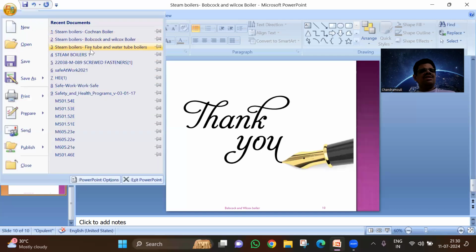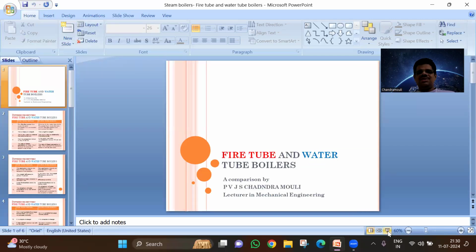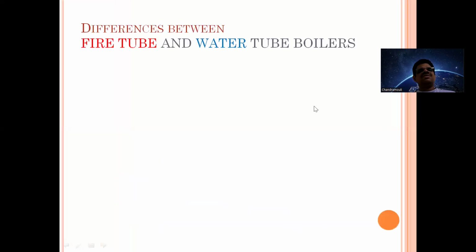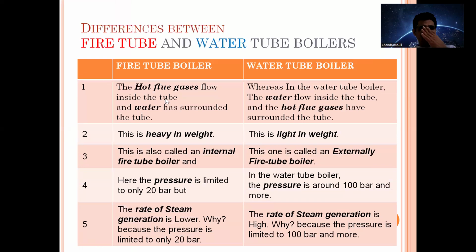That is, pipe tube and water tube boilers. So let us have a look. In this session, we are going to compare the pipe tube boiler and the water tube boiler, the differences between these two. In the pipe tube boiler, the hot flue gases flow inside the tubes and water surrounds the tubes. But in a water tube boiler, water flows through the tubes and hot flue gases surround the tubes. So this is the basic difference.